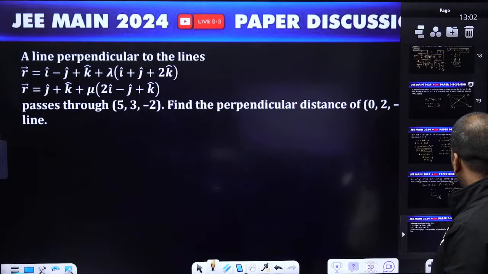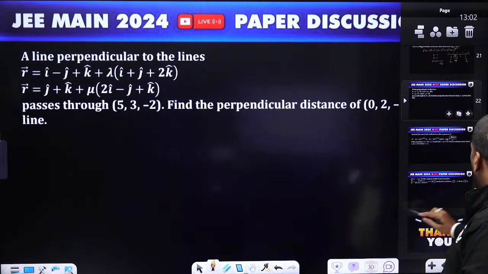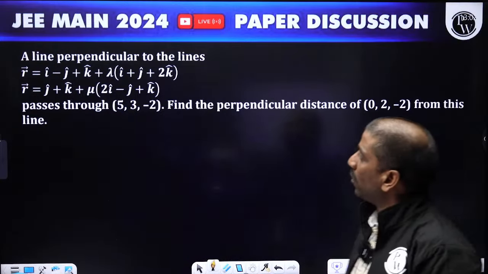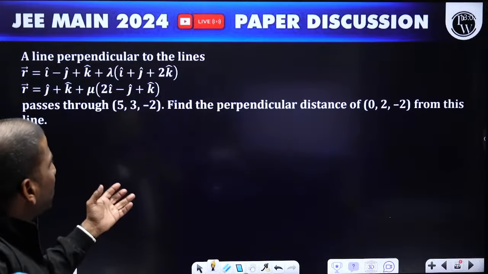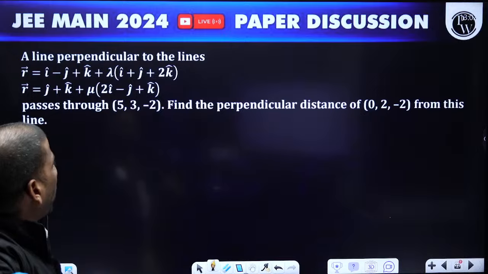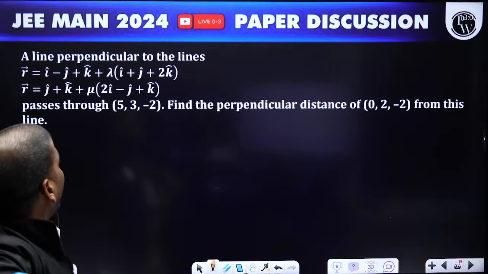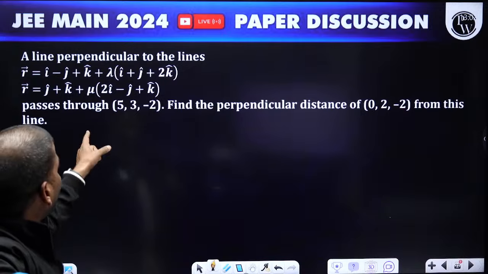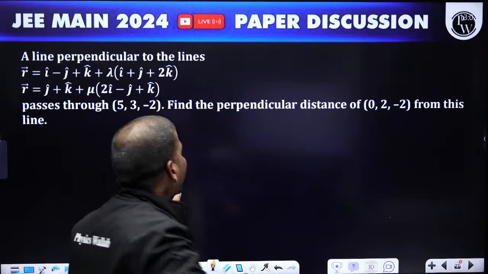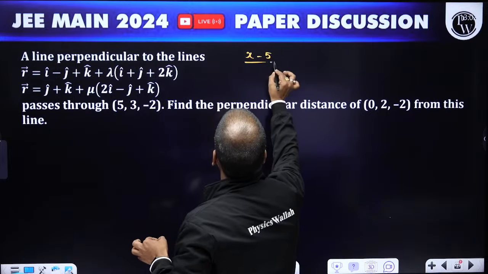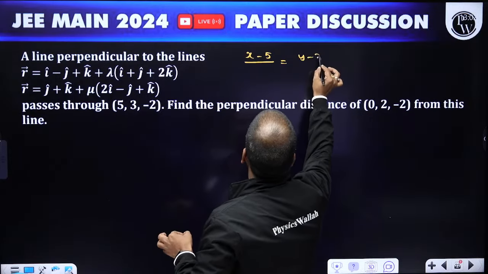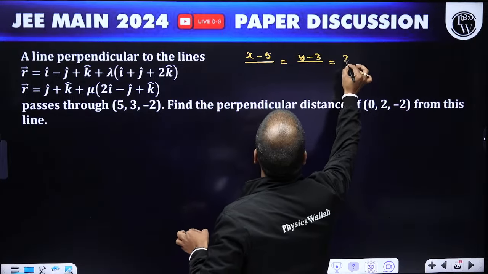Next, one more question here. This question is from vectors. A line perpendicular to the line. Yesterday we did the perpendicular distance from a point to a line, but here the line is not given. The line is perpendicular to the given two lines and passes through a point x1, y1, z1. What do you write? (x minus 5) by something, (y minus 3) by something, and (z plus 2) by something.